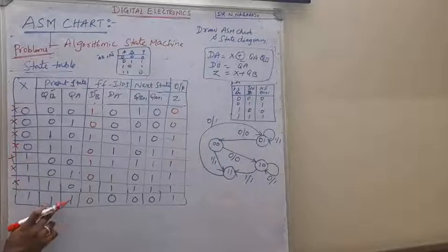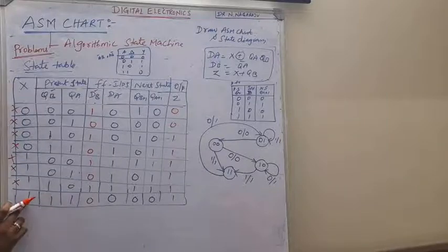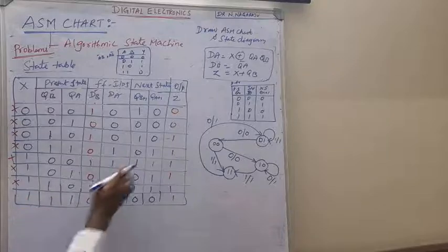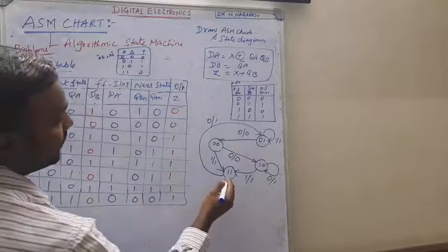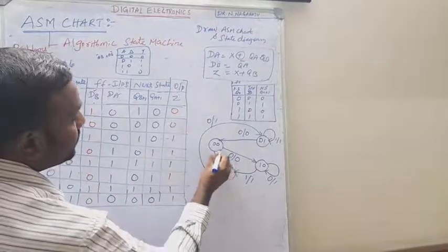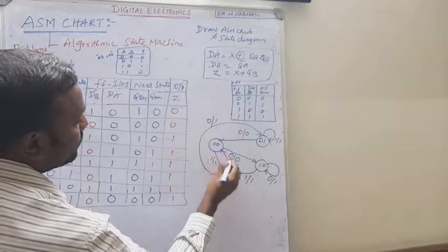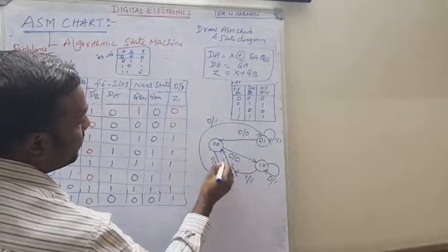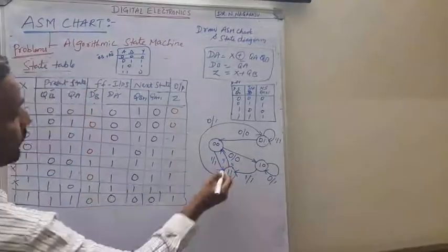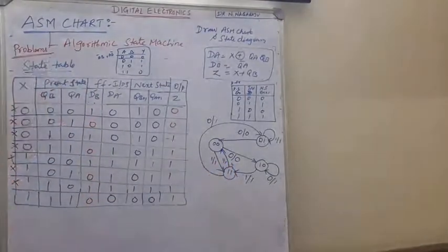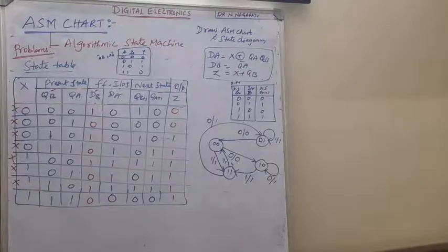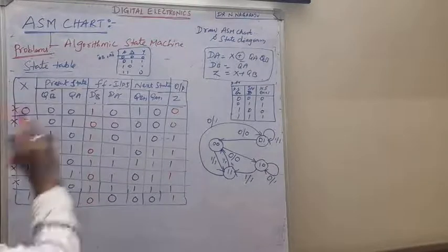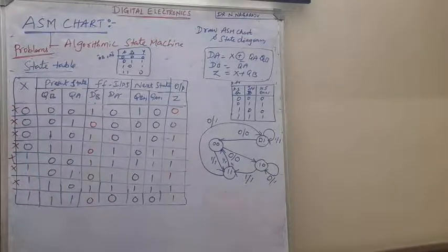The last combination here is 1 1 with input 1. For 1 1, if the input is 1, where will it go? Here, 0 0 will go. So it is 1 1, and it will go to 0 0. What is the output here? 1. Or otherwise you write 1 slash 1. So this is the actual state diagram you are going to get from this circuit, right?